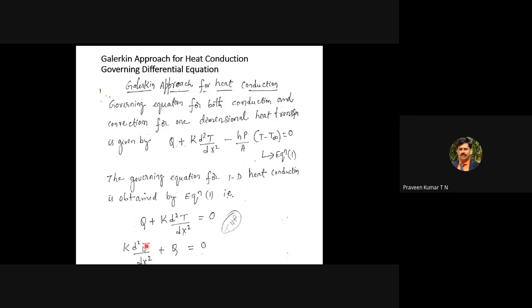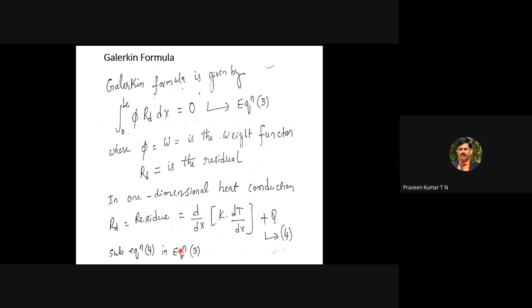We have k into d square T divided by dx square plus q is equal to 0. This is the differential equation that you derived in the first or second class. This is nothing but your residual function. In the Galerkin approach, we are using the residual function. This equation, k d square T divided by dx square plus q equal to 0, is the residual function.